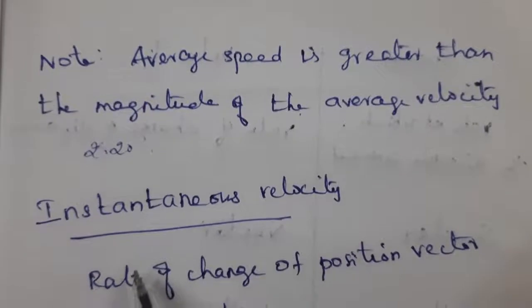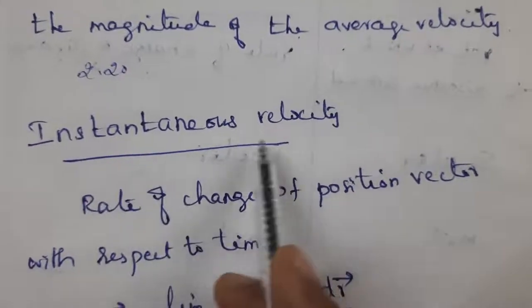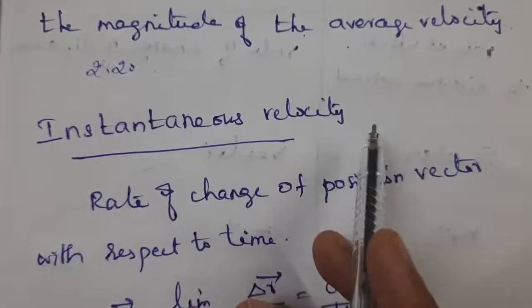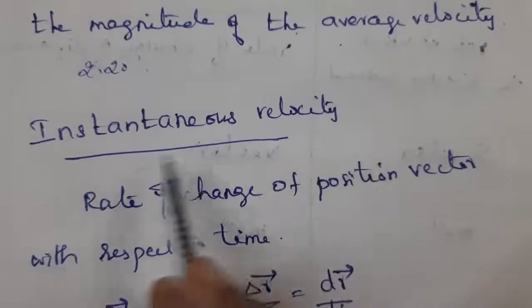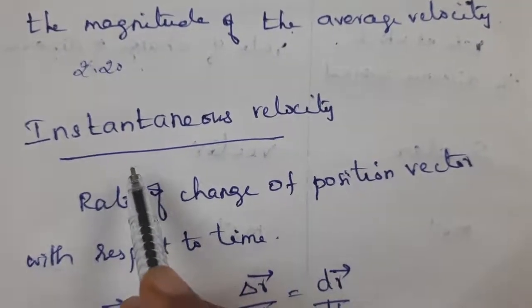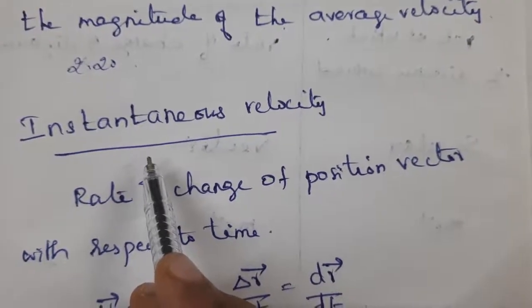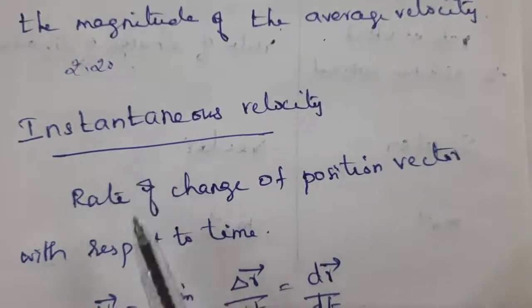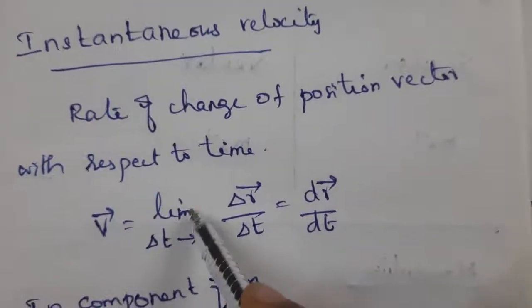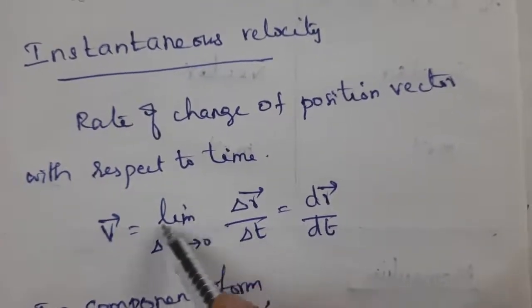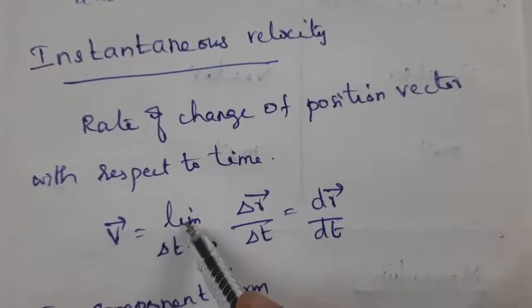The next one, instantaneous velocity, or simply velocity. What is instantaneous velocity? Instantaneous velocity at an instant t is defined as the limiting value of the average velocity as delta t tends to 0.